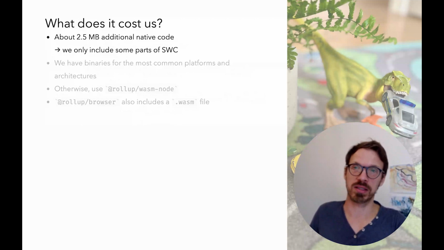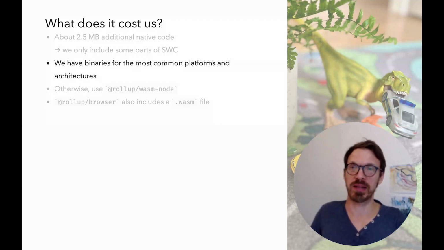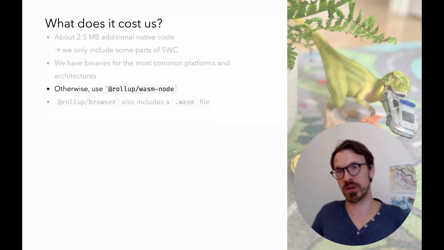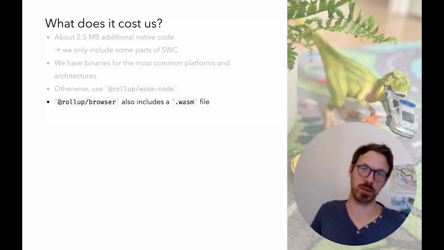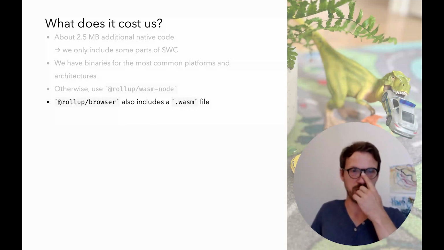So what does it cost us? The additional code we have at the moment is about 2.5 megabytes, which is much smaller than SWC actually is. And the reason is that we are only including the parser from SWC and nothing else. And we are compiling our own native artifacts. We're not reusing the official artifacts. We're already creating binaries for the most common platforms and architectures and have a WebAssembly build if your platform is not supported. Similarly, the browser build now also needs a WebAssembly file, which makes it a little more difficult to use. Well, that's the price, basically. But then again, the browser build still uses the same code base, which is also important for the REPL.